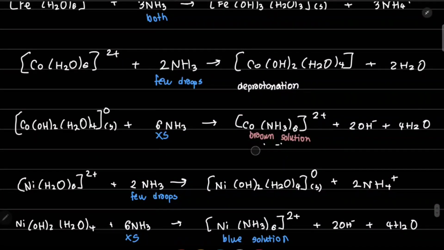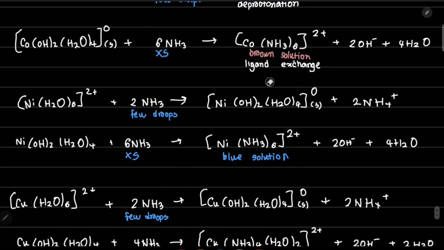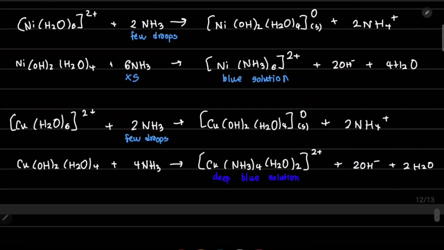We can also call these substitutions as ligand exchange in a better way, because in this case we are changing ligands. This substitution is causing a change in ligands. Beforehand we had OH and H2O ligands, now we have NH3 ligands. So we can call this ligand exchange. That's a better term over here.